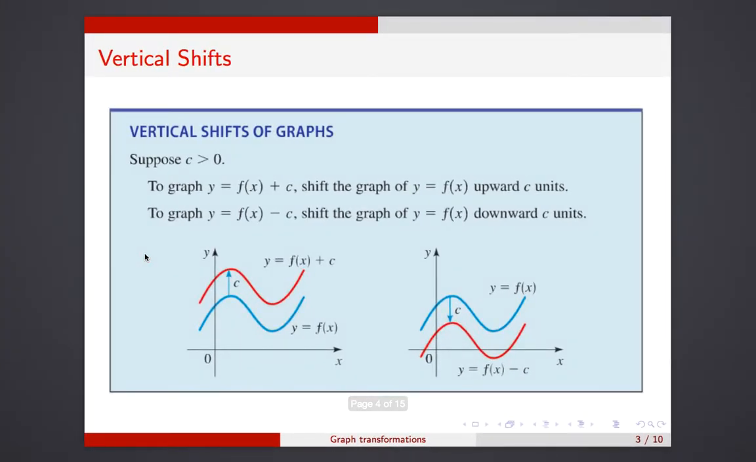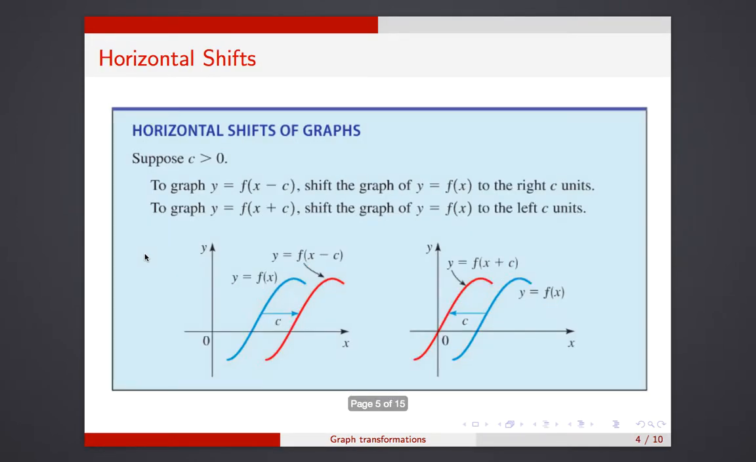Okay, so this is how you move something up or down. You can also move things left or right if you want to. That's a horizontal shift. So how do you take this little blue curve here and move it to the right or move it to the left? This is actually slightly more complicated.